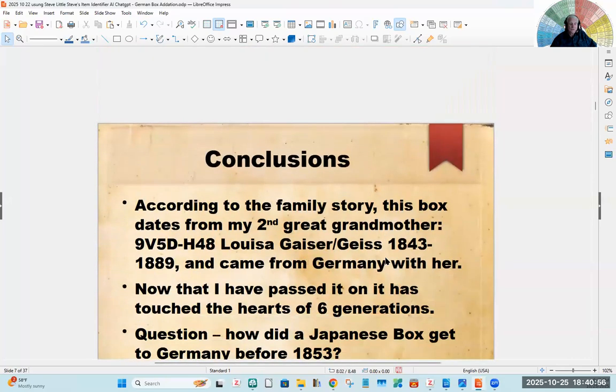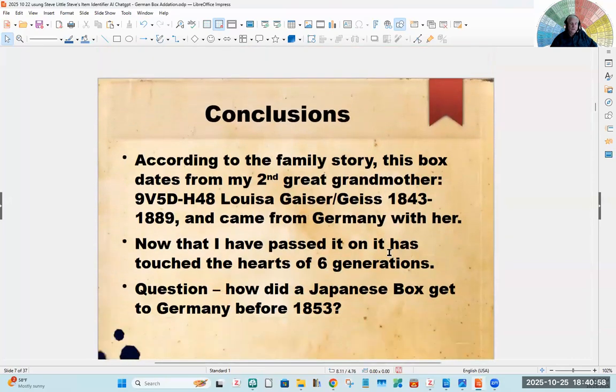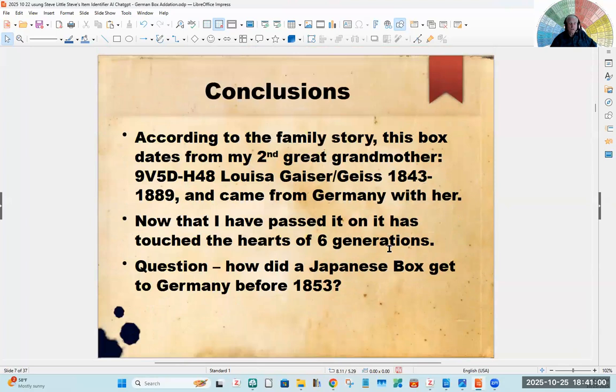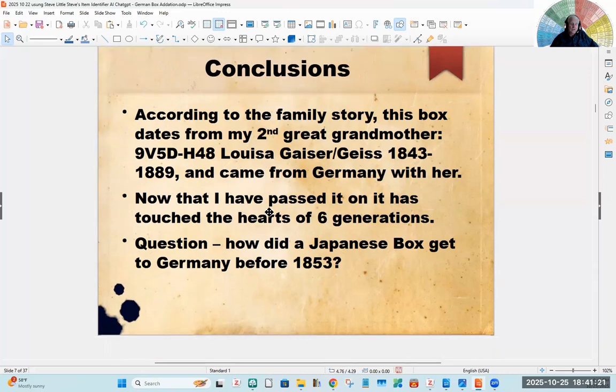And conclusions. According to the family story, this box dates from my second great grandmother, Louisa Geyser or Guess. It's spelled both ways in the records. It came from Germany with her. I should have an "it" in there, shouldn't I? Anyway, she came, like I said, in 1853.